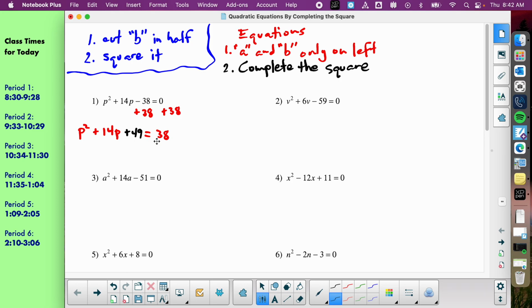So because I added the plus 49, I can't just randomly add it to one side of the equation. So I have to add plus 49 to the other side. Now, Kira, I think you told me to do the plus 49, right? What I didn't have Kira tell me that we did yesterday.